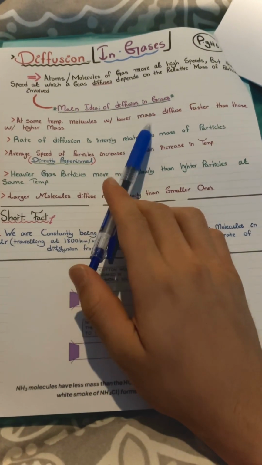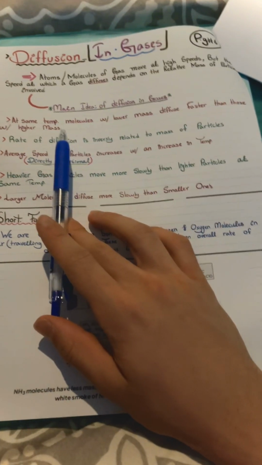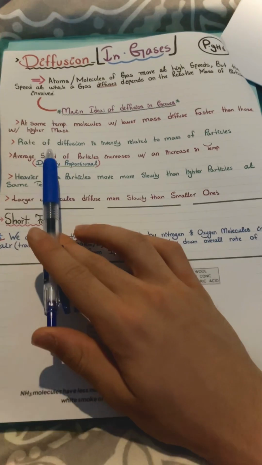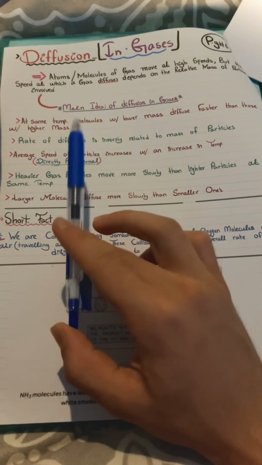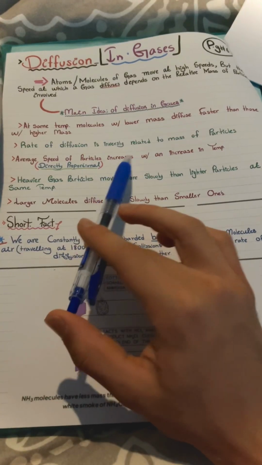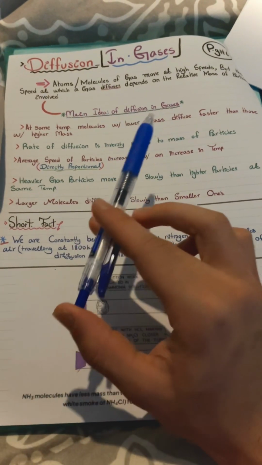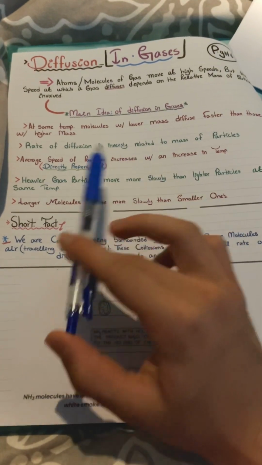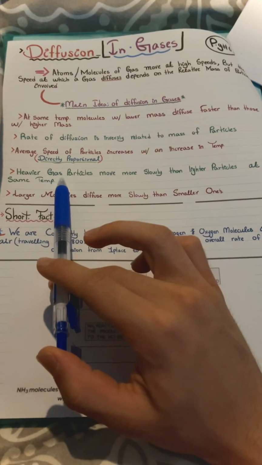The main idea of diffusion in gases is that at the same temperature, molecules with a lower mass will diffuse faster as they have more kinetic energy and less energy is required to make them diffuse. Rate of diffusion is inversely related to the mass of particles. Of course, the greater the mass, the less the speed. Average speed of particles increases with an increase in temperature because of more kinetic energy, more collisions, and overall more speed, allowing for better and more efficient diffusion. Heavier gas particles move more slowly than lighter particles at the same temperature.